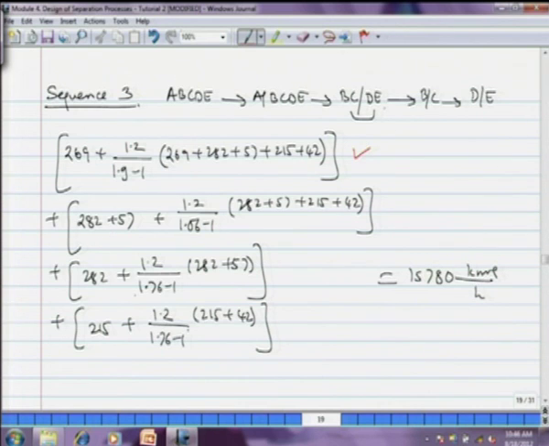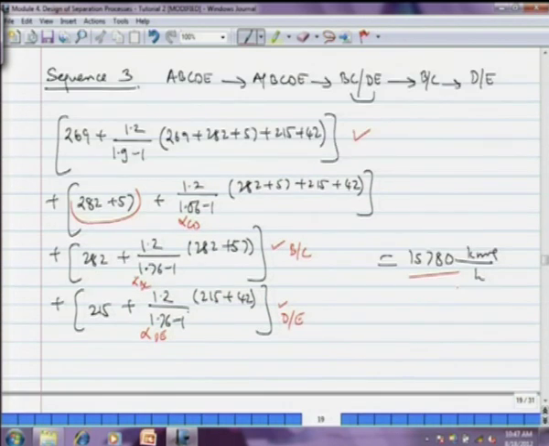In the second column, you have BCDE together appearing in the distillate, and here you are splitting between C and D. So, you have to use value of alpha CD in the second expression, and then these are the 2 binary mixture columns, first column separating BC mixture, second column separating DE mixture, and then you have to use here again value of alpha BC and alpha DE, and then you get final answer as 15780.